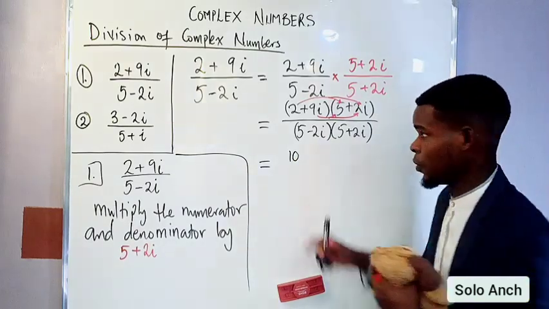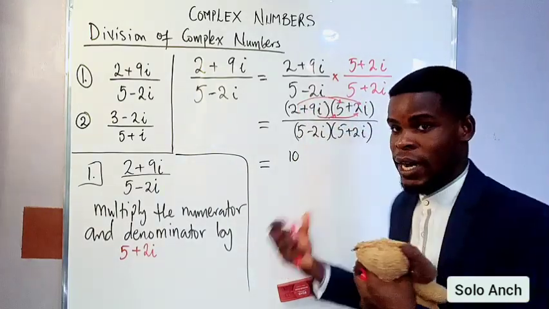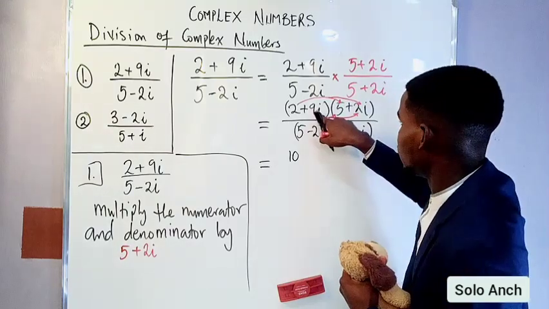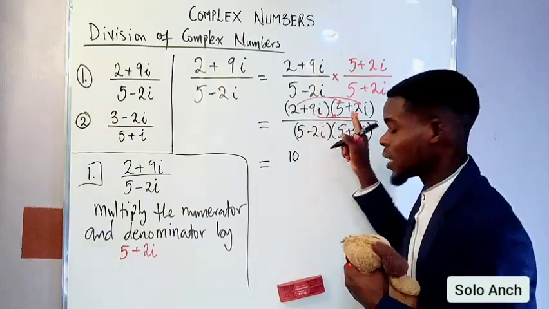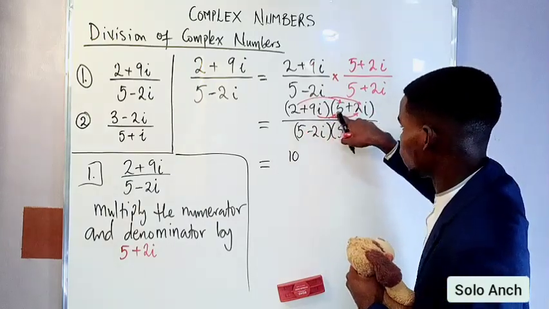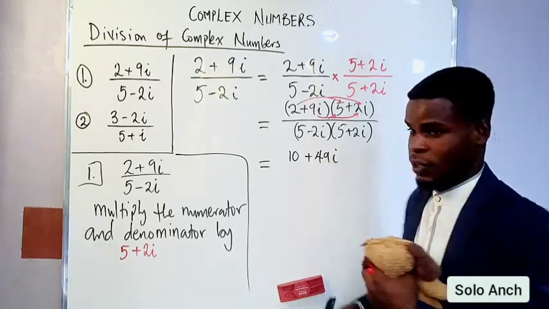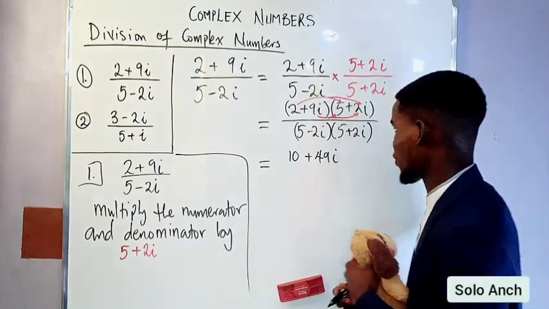Maybe let's just do it in our head. All right, 2 times 5 is 10. Then 2 times 2i is 4i. Add it with 9 times 5, 9i times 5. That's going to be 45i. So we add 4i to 45i. That's 49i. All right, good. Just like collecting like terms, adding the two together.